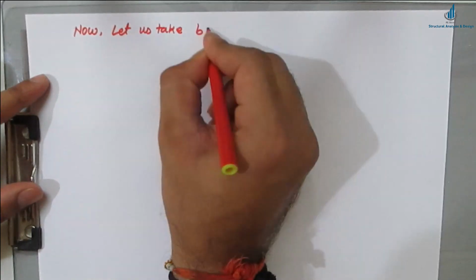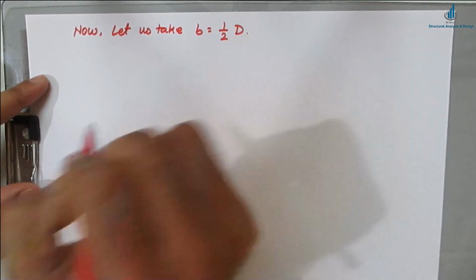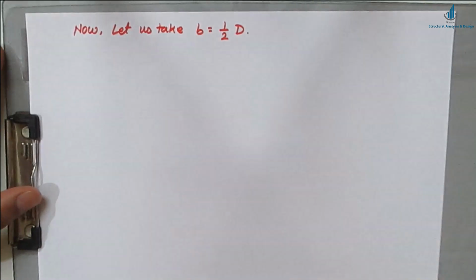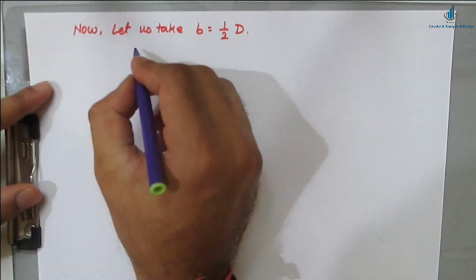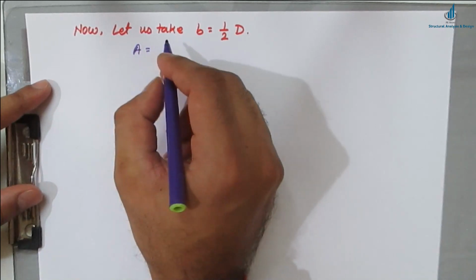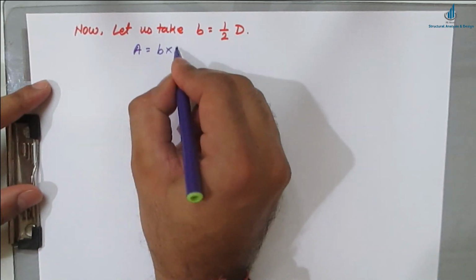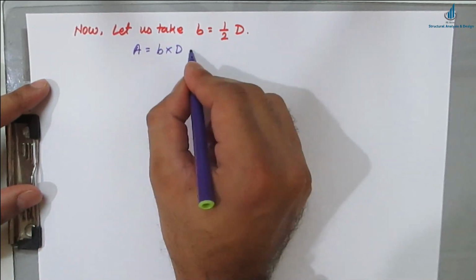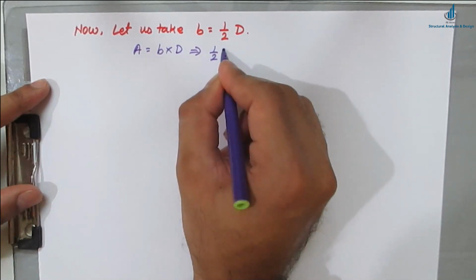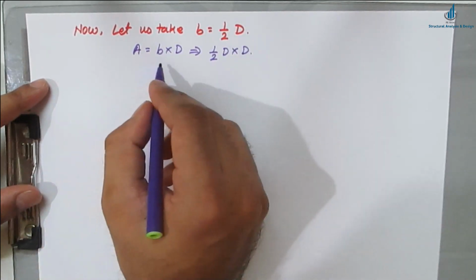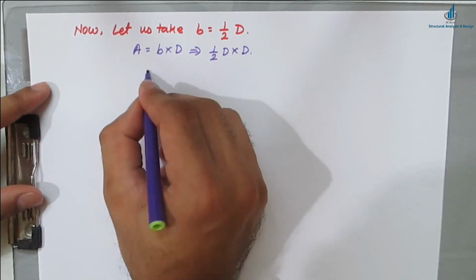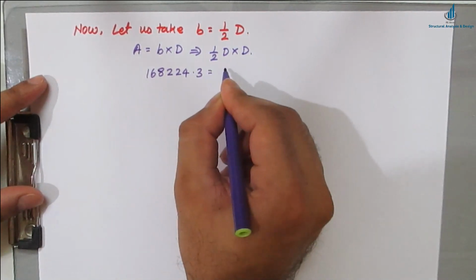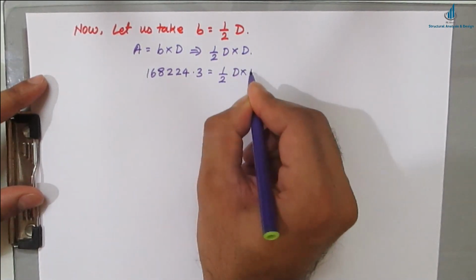Now let us take B is equal to half D. So this is just an assumption, so we will assume B is equal to half D. Then your rectangle area will be, area is equal to B into D. Okay, now B here is half D, so you can just substitute here. So this becomes half D into D. Okay, so now area what we have got, 168,224.3 equals half D into D.